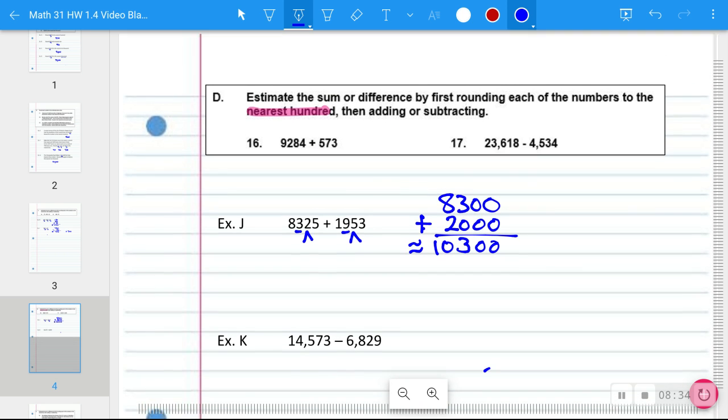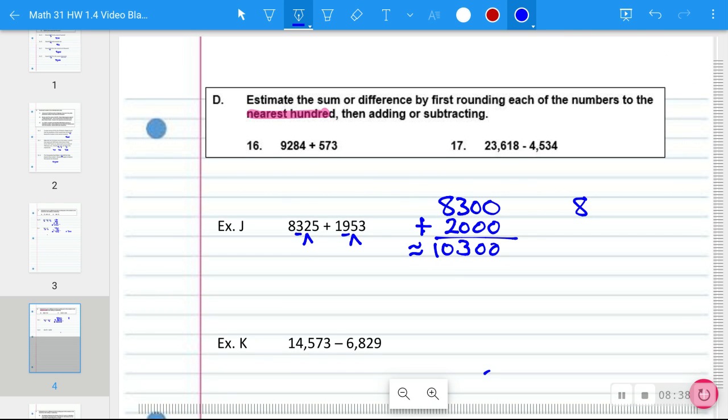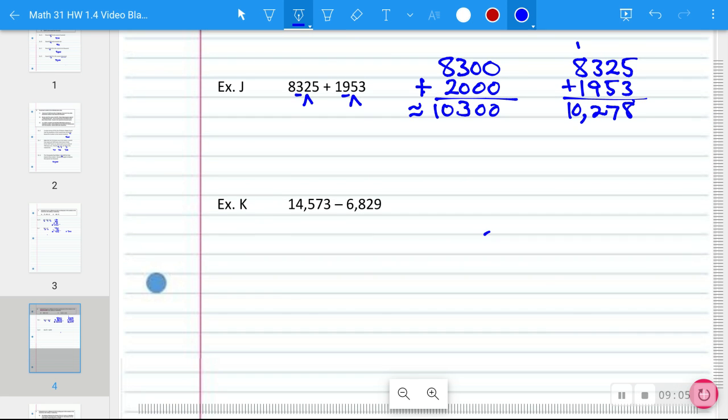Okay, and just for fun, let's add up the original numbers and see how far off we were. Okay, these add up to 8, and a 7, and a 2 with a carry, and here you get 10,278. So it was only 22 off out of more than 10,000. So yeah, really good estimate. Okay, estimating doesn't always work quite so well, but that was a pretty good example.